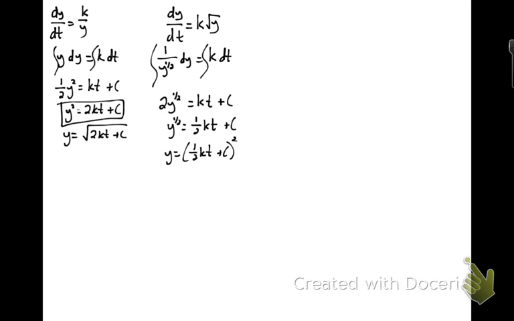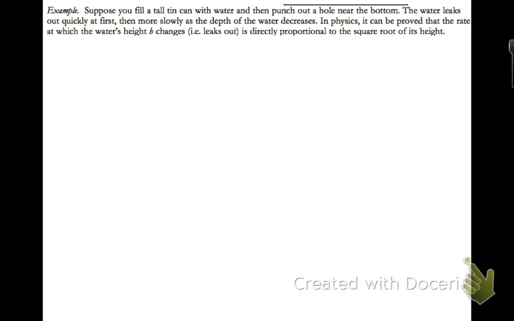Now let's consider a problem. In this problem, there's a tin can. It's filled with water, and then a hole is punched out near the bottom. And the water leaks out quickly at first, and then more slowly as the depth of the water decreases. Right, so the rate of change is changing.